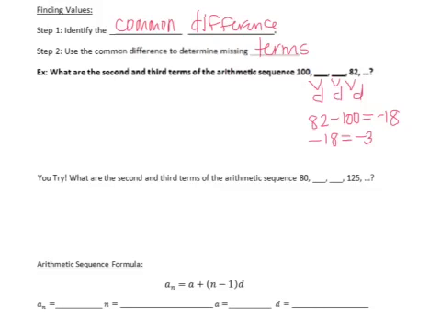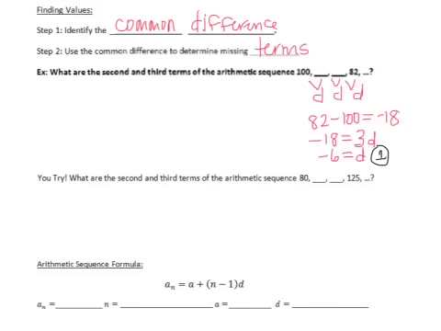I don't know why I wrote negative. Sorry. And to solve for D, we divide by 3. So D is negative 6. So this is my step 1: identify the common difference. And now I'm going to go to step 2, and I'm going to use this common difference to identify my missing terms.